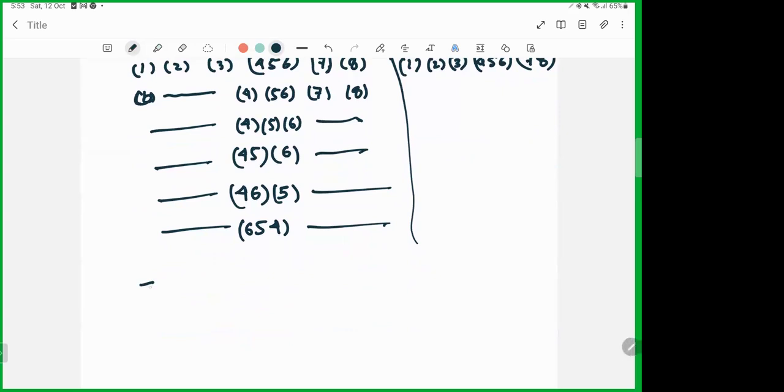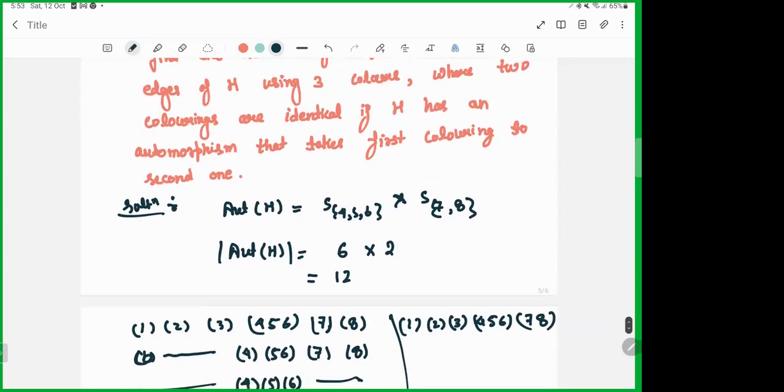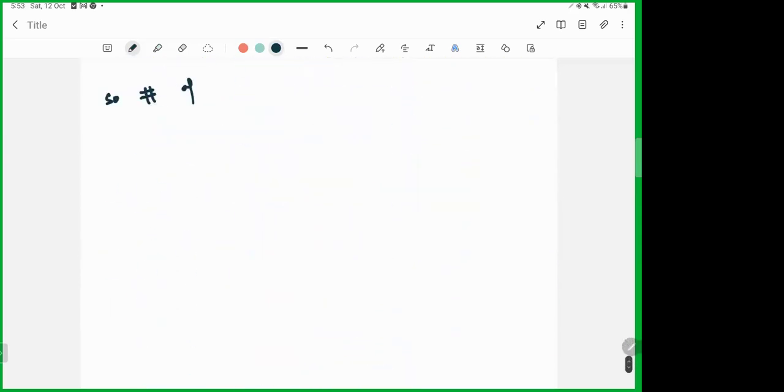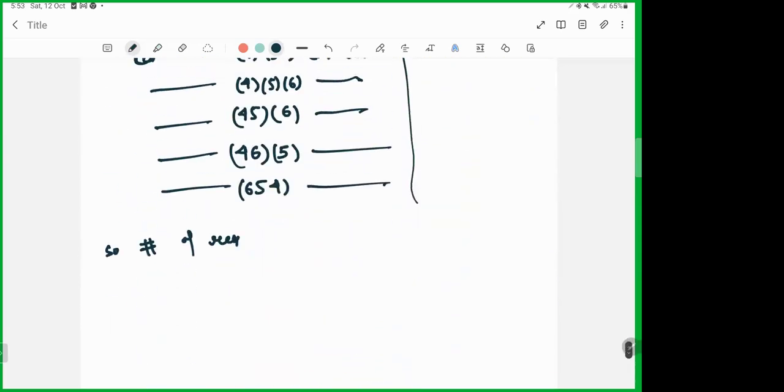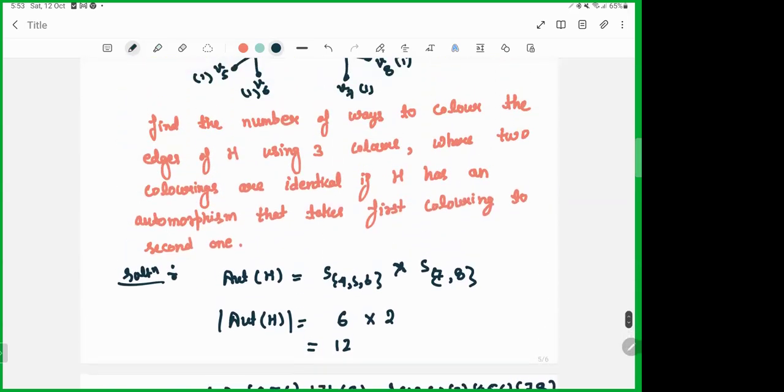So number of, what we need to find out, different coloring. So number of required colorings is 1 by 12, sum over all these things, N to the power. What is n here? n is 3.